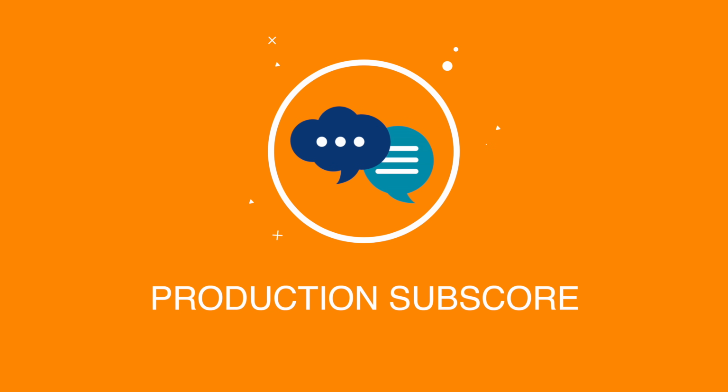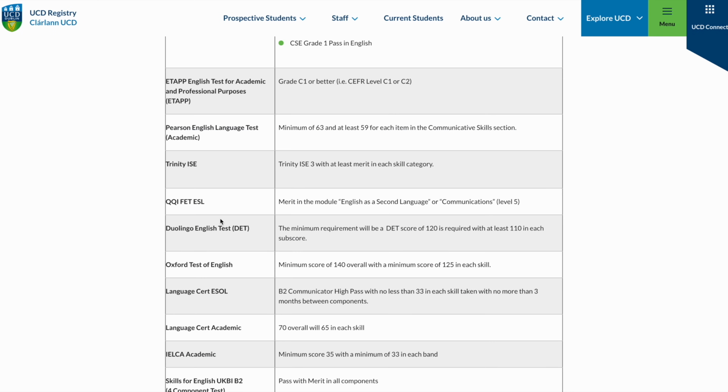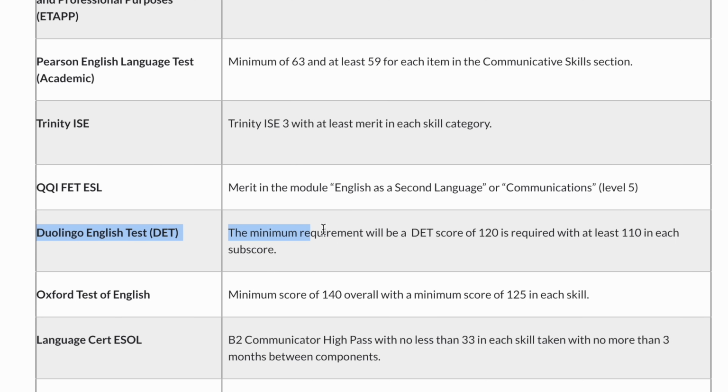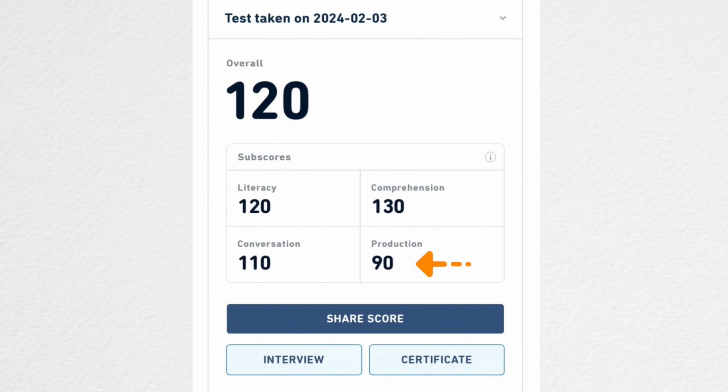Pay special attention to your production subscore. The production subscore is probably the most important subscore on the Duolingo English test for 2 reasons. Firstly, many universities require you to get a specific production subscore as well as an overall score, as you can see right here. On top of that, compared to the other subscores, most students struggle to get a high score in production because production evaluates your speaking and writing, which are the hardest skills to master in a second language. For those reasons, I strongly recommend you pay special attention to the production score questions on the exam. Really practice frequently and hone in on your speaking and writing skills.